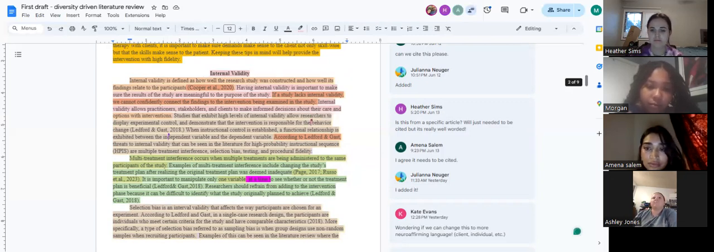Heather did a wonderful job explaining the study on it. There's also the multi-treatment interference, which occurs when multiple treatments are being administered at the same time to the participants in a study. That was explained very well in layman's terms on how they did that, and it was also cited correctly in that section.